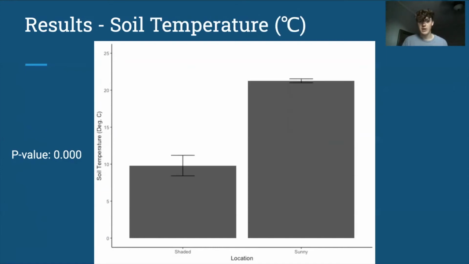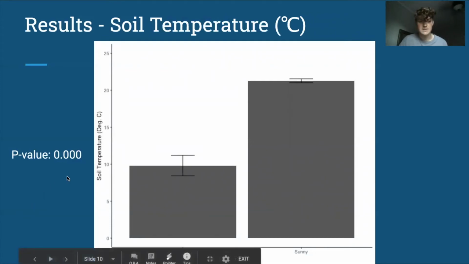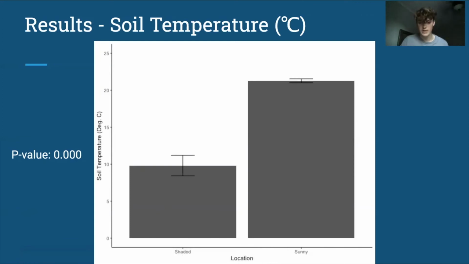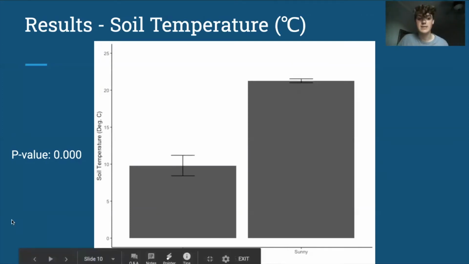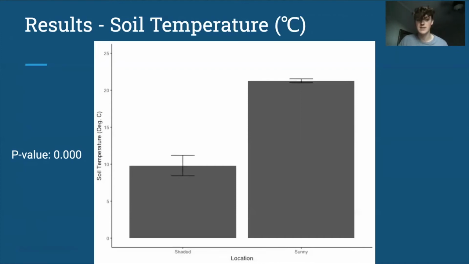Our next figure shows soil temperature in degrees Celsius. Our new dependent variable is now soil temperature, and our independent variable remains the same, location. Here we see that the average soil temperature in the shaded area is about 10 degrees Celsius, and in the sunny area, it is about 22 degrees Celsius. Our p-value is 0.000, which shows that this difference is significant.